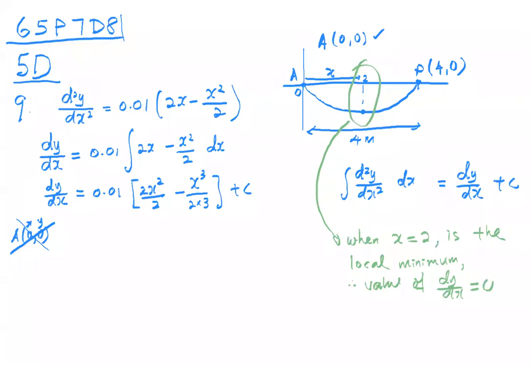0. So now I put 0 equal to 0.01 times 2 times 2 squared over 2, take away 2 cubed over 6, then plus c. Use your calculator and tell me what is the value of c for this case.